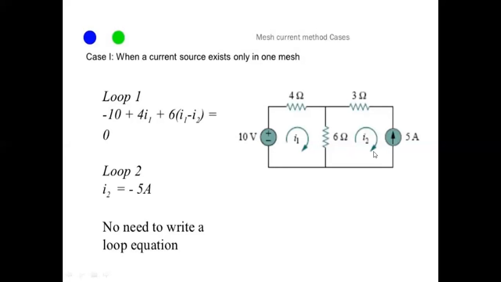Next, for loop 2, simply write I2 equals minus 5 ampere. Why? Because the direction of the current source and the direction of the loop current are opposite. So we have to write only the value of I2. We don't need to write the loop equation for this case if there is any current source present.